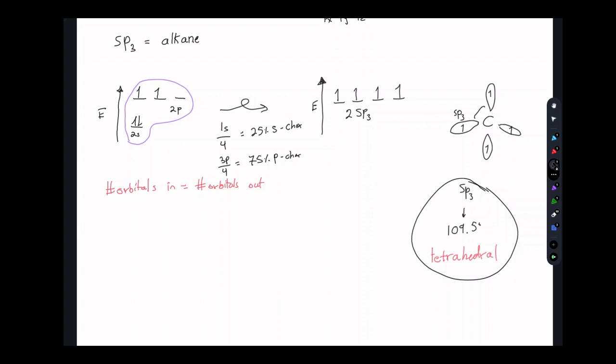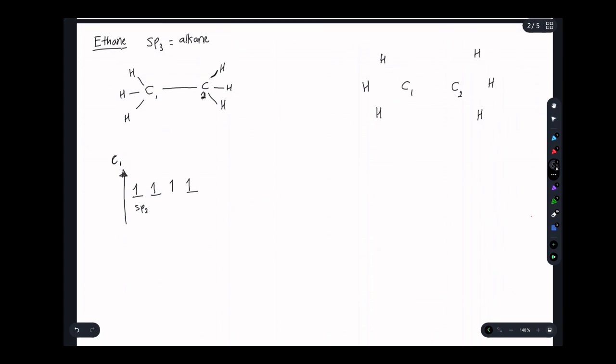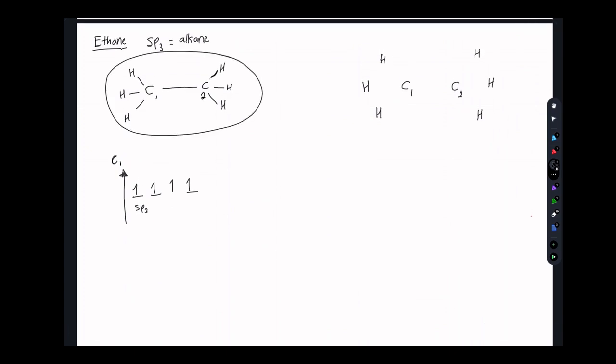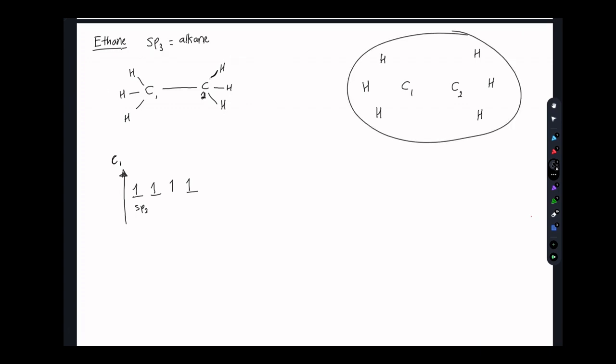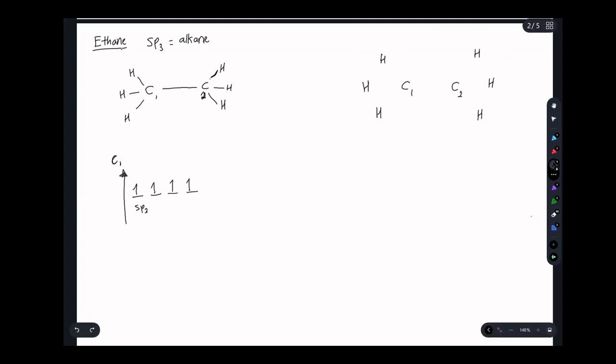But what does this look like in a bigger molecule? Well, let's look at ethane. What we'll do here is we have ethane drawn with its bond line structure. And we'll try to draw the orbitals that are all involved on the right there. So here is our hybridized orbital configuration of carbon-1.